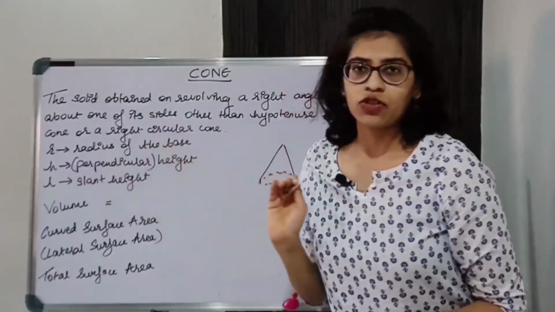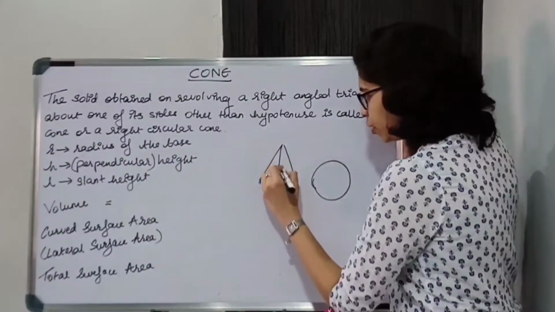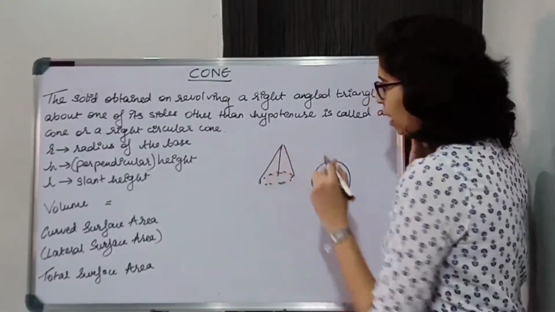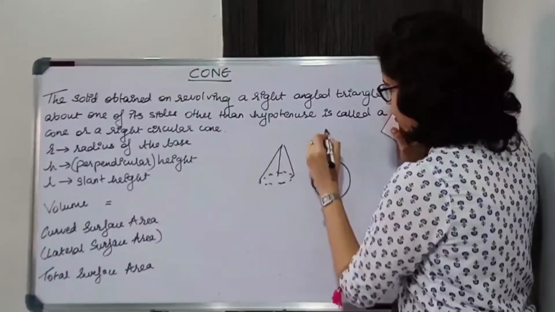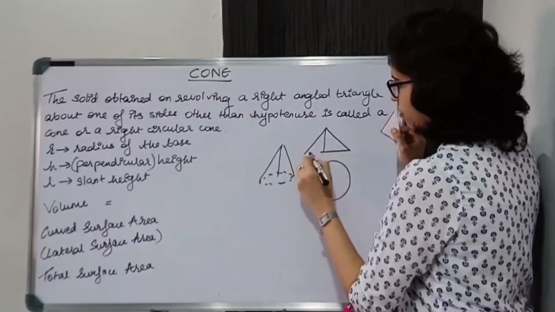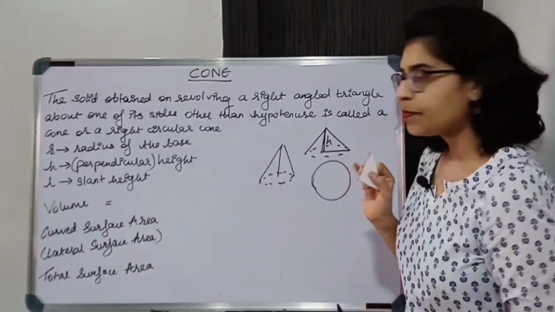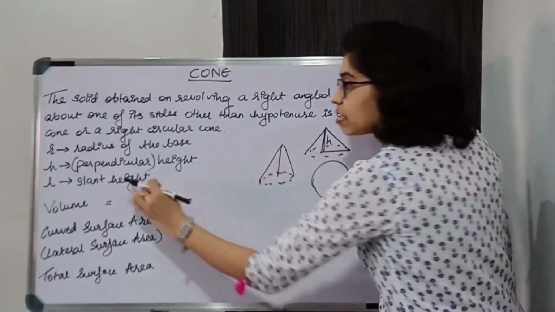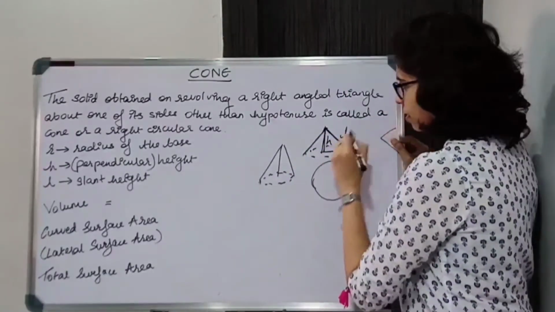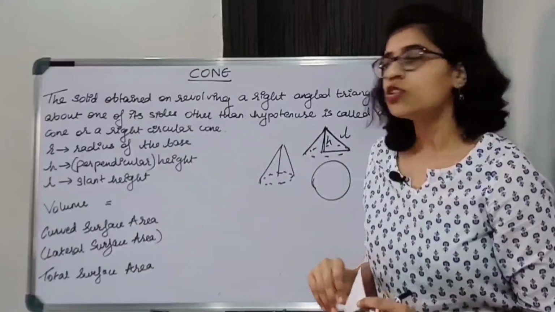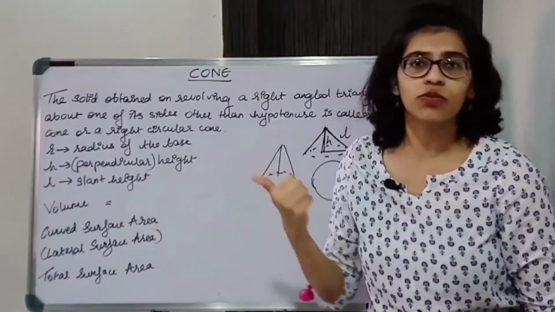Second thing, that is h, that is perpendicular height. Okay? Now perpendicular height, that is this height of the cone, okay? Let's say this is the triangular part of the cone, okay? So this part height should be known, okay? Height. Next is slant height. Slant height is this height, okay? L. That you need to know. So r, h and l, three things you need to know to find volume, curved surface area, and total surface area.